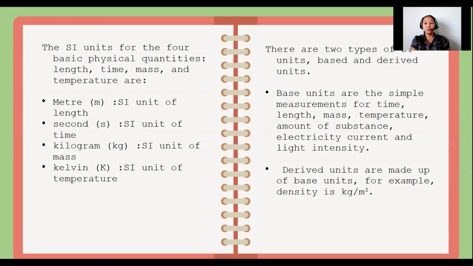So there are also two types of SI units, the base and the derived units. Base units are simple measurements for time, length, mass, temperature, the amount of substance, electric current, and light intensity, while the derived units are made up of base units. An example is the unit of density, which is kilogram per cubic meter.